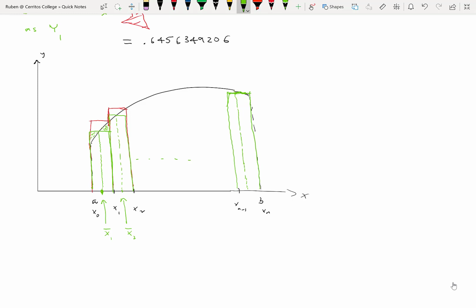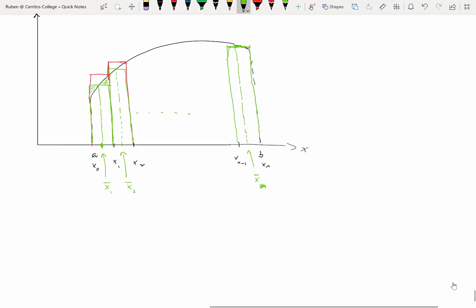Okay, so let's get a formula for this. This formula is very simple. Once you've gotten used to this notation, x sub n bar, it's very, very simple. So we're going to call this a midpoint approximation. And in fact, we'll call it the midpoint rule.